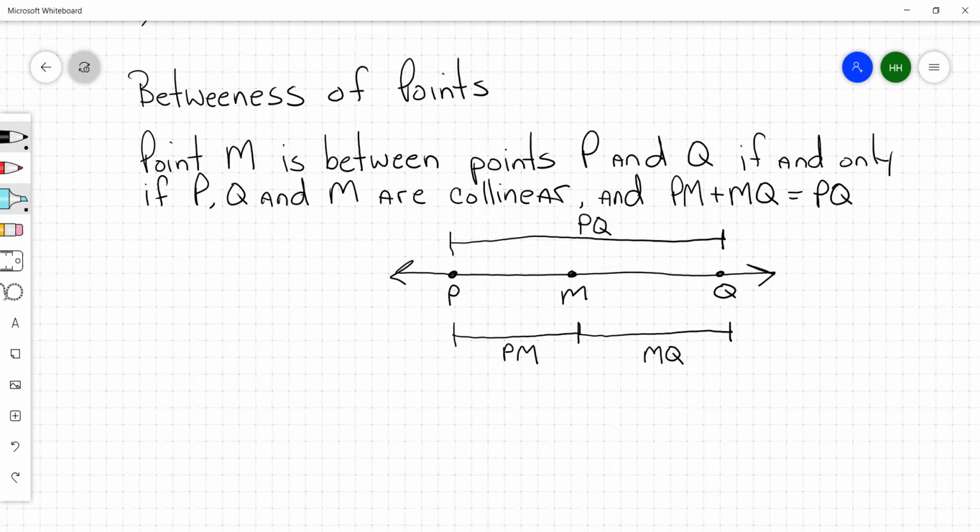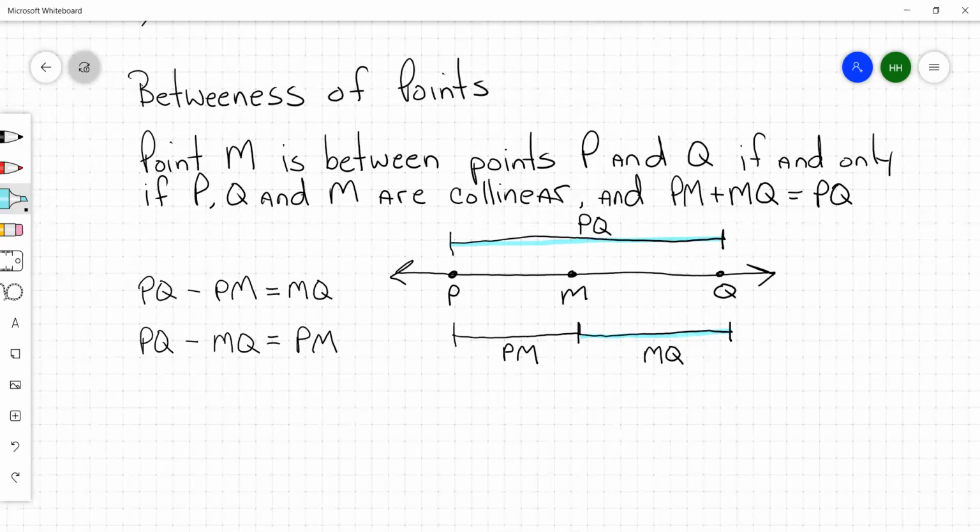Now, let's look at the subtraction part of this. What if you took PQ and you subtracted PM? What are you left with? PQ, the entire piece, minus this piece. What are you left with? MQ, good. If you take PQ, the entire length, and you subtract MQ, what are you left with? P to M, good. If you take this whole piece right here, the length of that whole piece, and you subtract this piece, you're left with this piece.